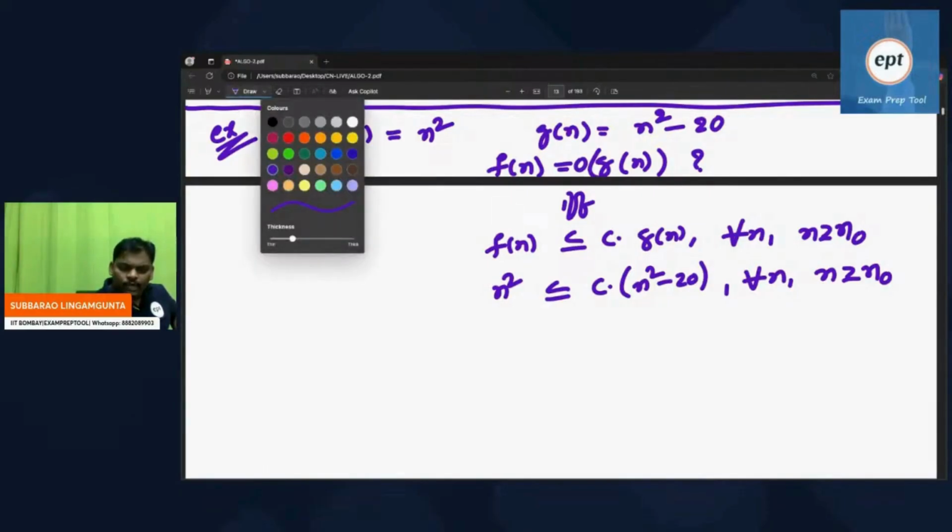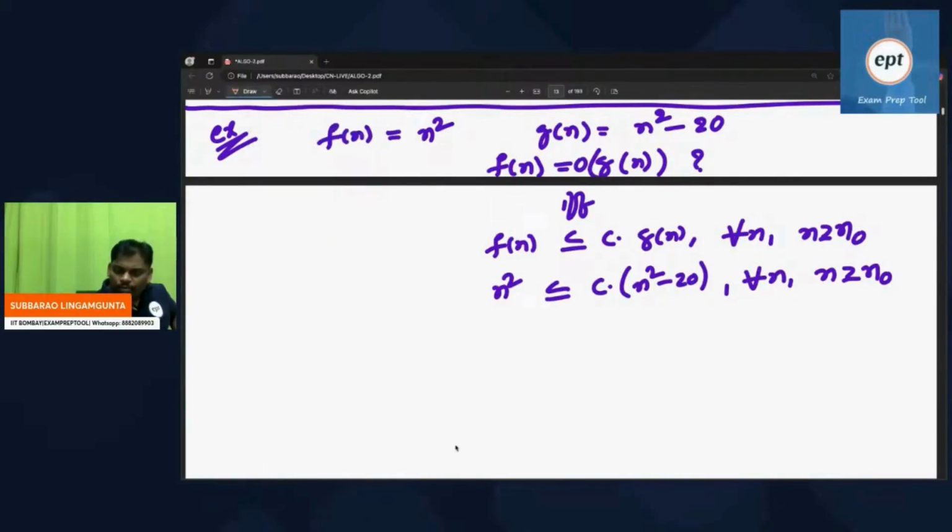You want to prove right bigger, right? Then take the C value 2. If I take C value 1, it is guaranteed wrong. Let's take C value 2 and start from n0 value 1 onwards. If you start from n0 value 1, left is 1, right is going to be 1 minus 20, negative coming.